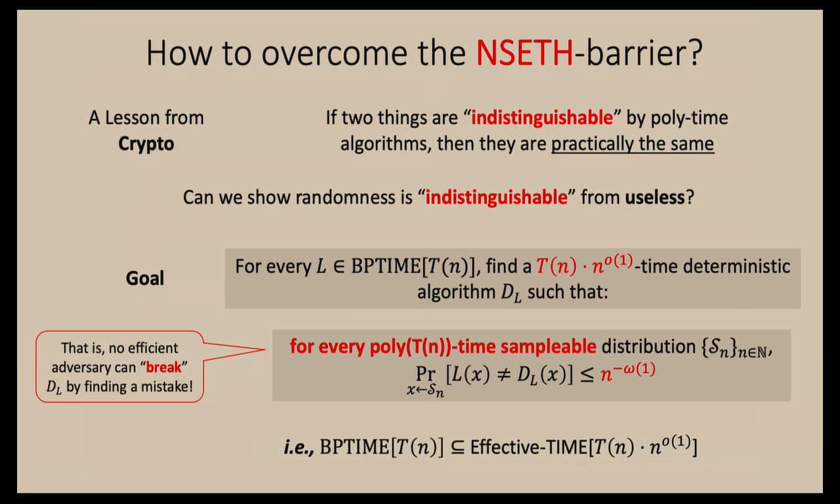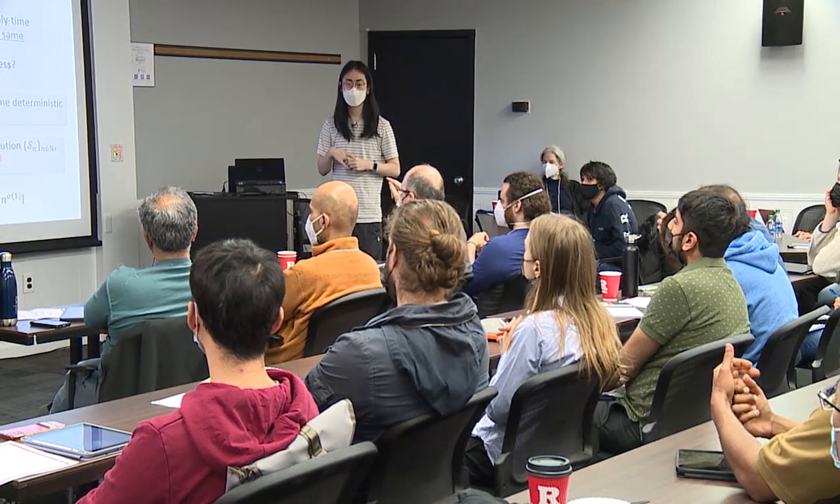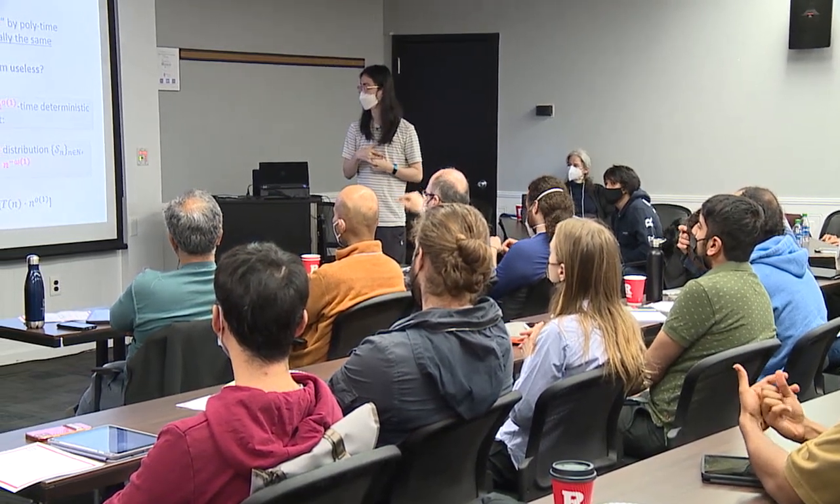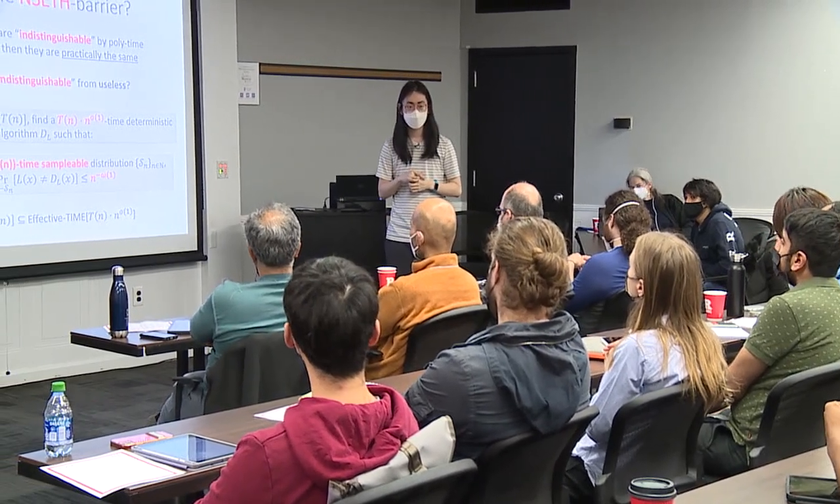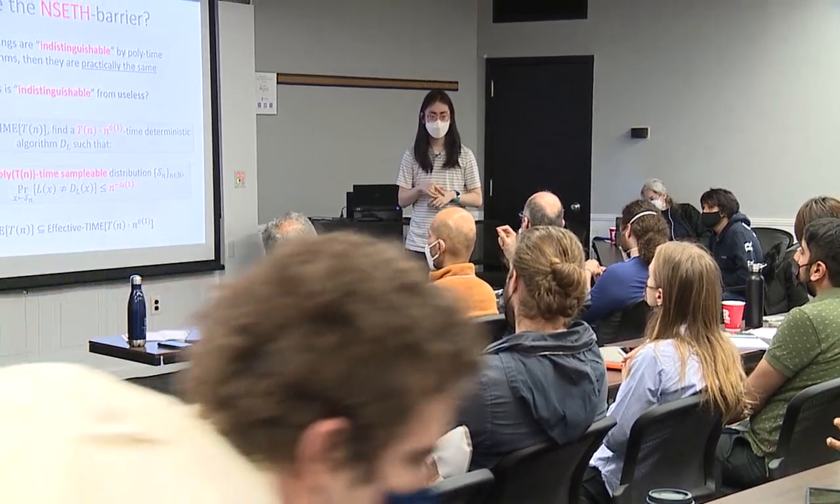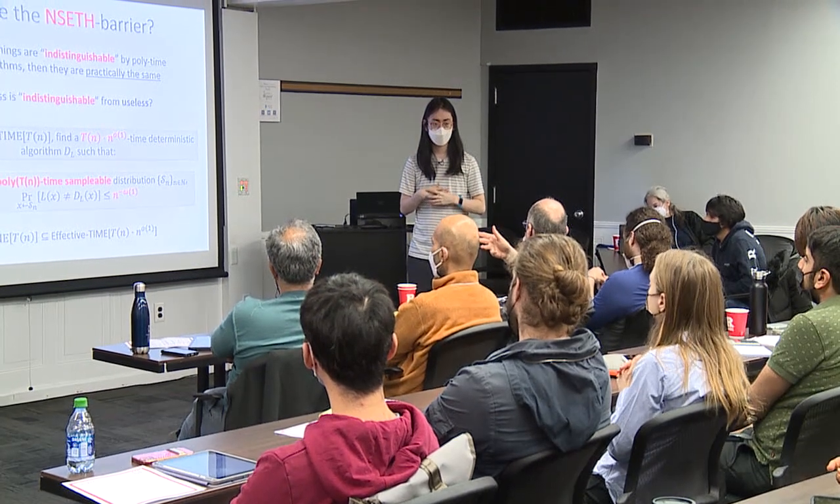Okay, so the goal here is to show that randomized T(n) time is in effective T(n) time with a subpolynomial overhead. What's the question? Sorry, not to interrupt you, but maybe you were about to say, just thinking, this type of algorithm, for which you cannot efficiently find counterexamples, does it still imply any known lower bounds that the simple derandomization would?